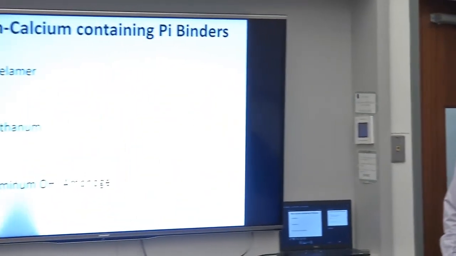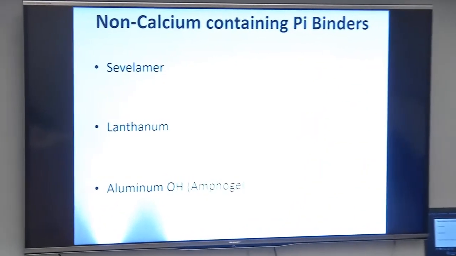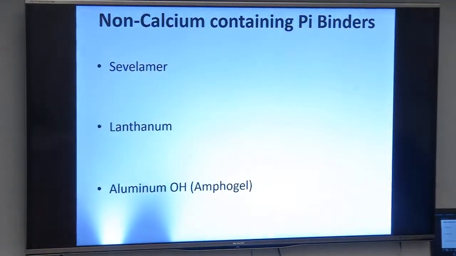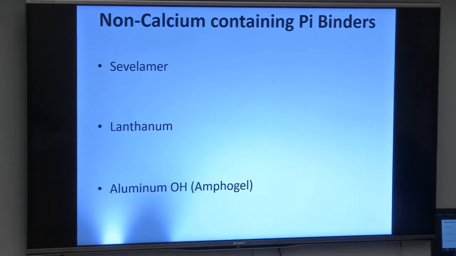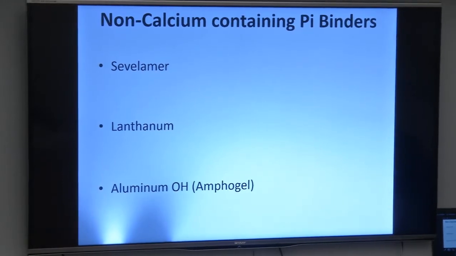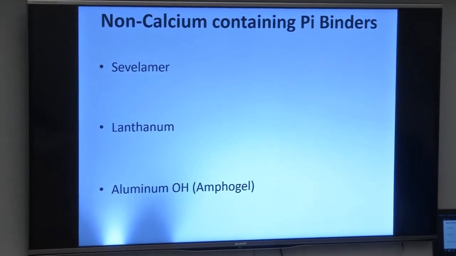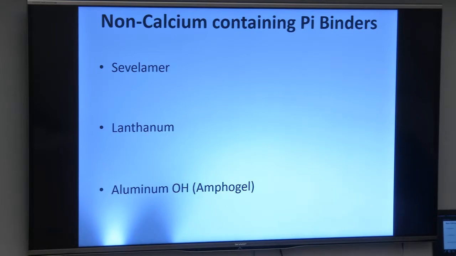So how about the non-calcium containing phosphate binders? This list only contains 3. Now there are 2 more, which I won't discuss because they're not really used that much yet. There's sevelamer, lanthanum, and then aluminum hydroxide, otherwise known as amphogel.